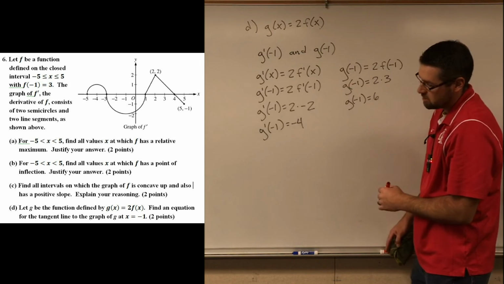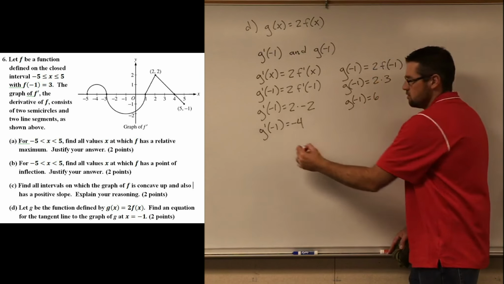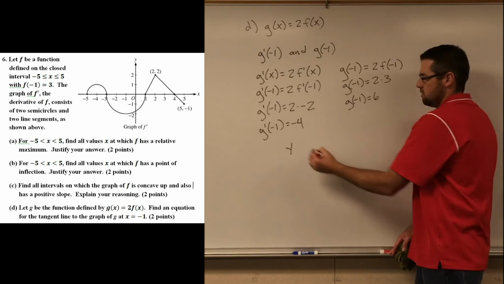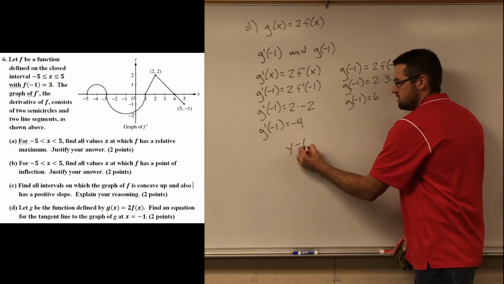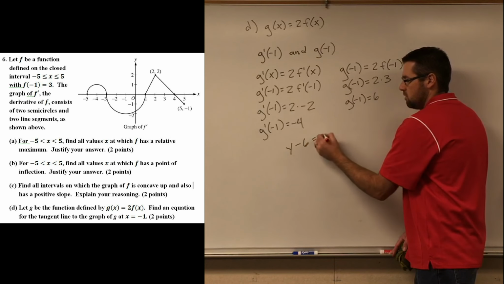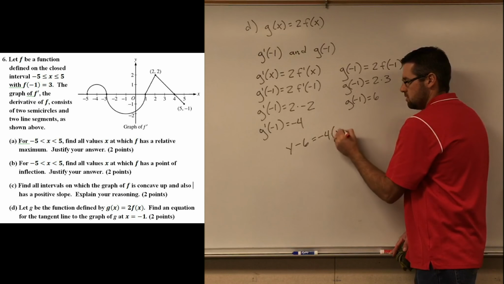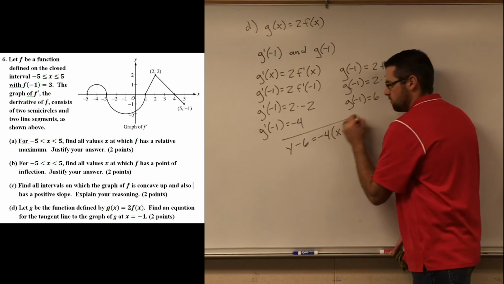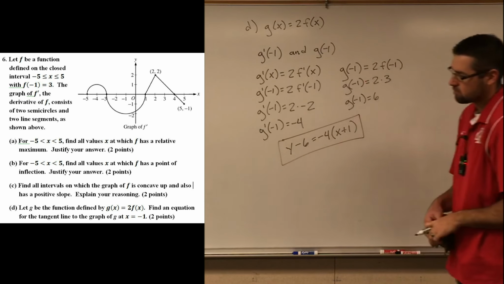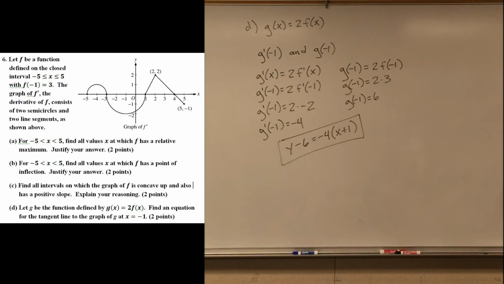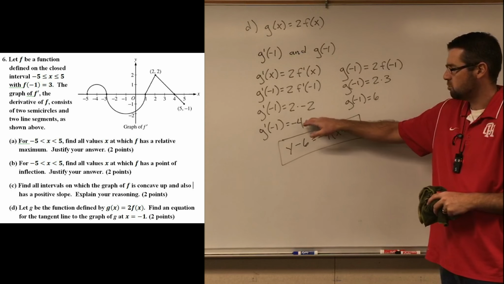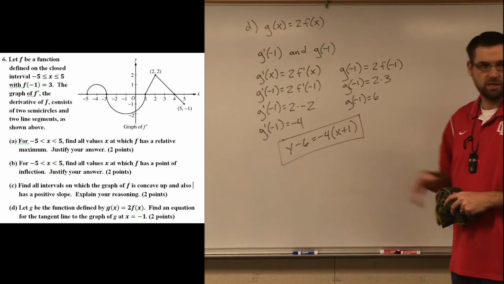And so now I want my tangent line. Is that what this says? Okay. So it'd be y minus 6 equals -4 times x plus 1. 2 points. So my guess is that the one point is getting G prime of -1, and the other point is the tangent line itself.